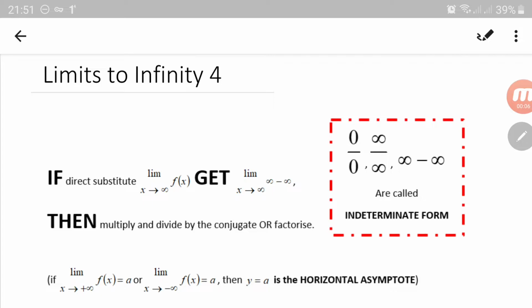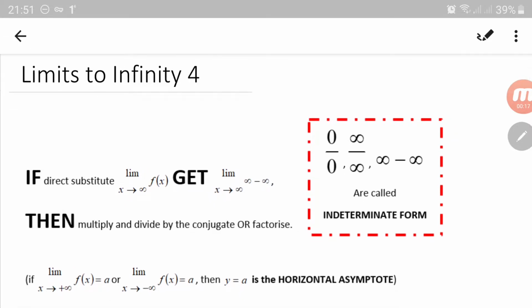In this video, I would like to share with you how to solve a limits question. We are discussing the fourth type of limits to infinity. As I told you before, there are 4 types of them, and this is one of them. Why is this the fourth type?